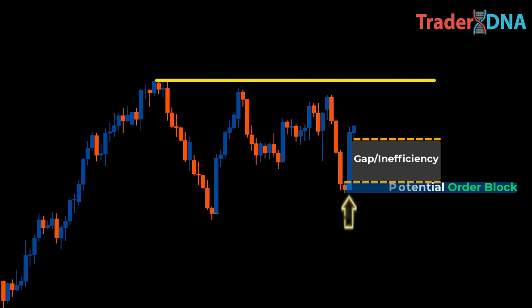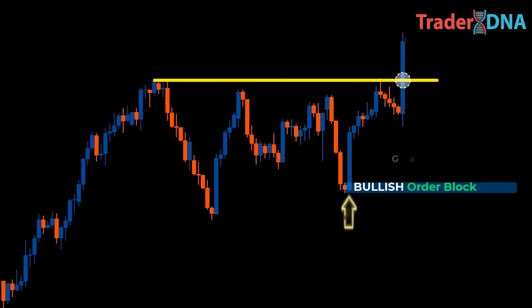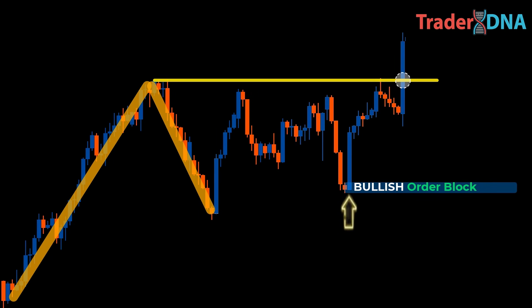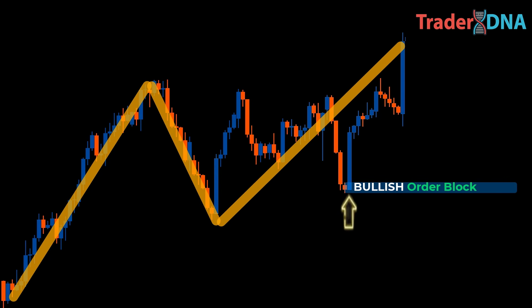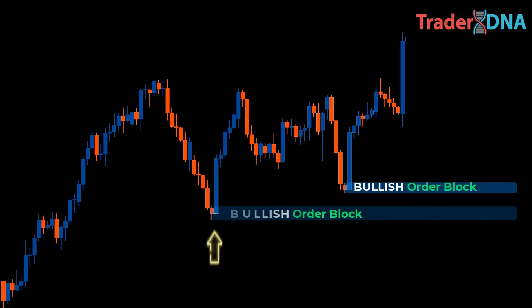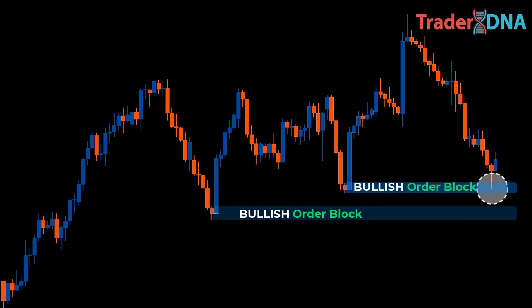This time, the price makes higher highs, but within a smaller structure, making it a valid order block for that structure. If we zoom out, we can also see the price made higher highs in the larger structure, meaning the earlier potential order block has now become valid too. So when drawing order blocks, it really depends on the structure you're looking at.